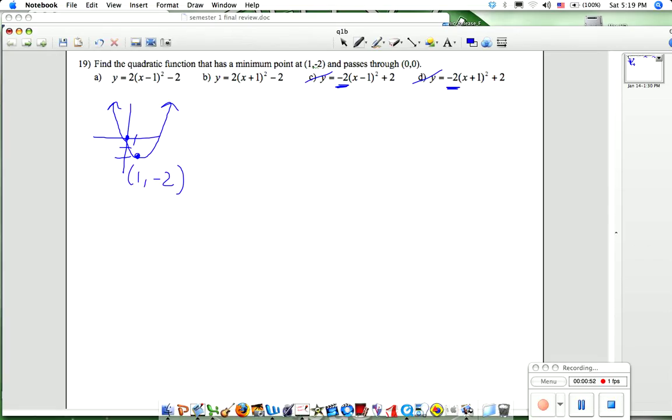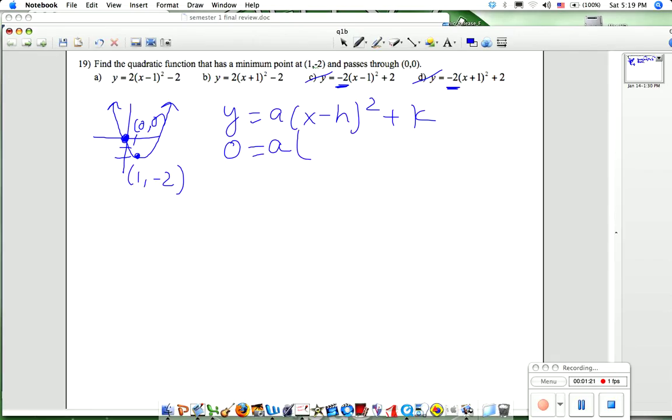We start off with a reminder of the equation: y equals a times (x minus h) squared plus k. This is the equation of the quadratic, based on what's given. We use this point to replace the x and y. That point has x equal to 0 and y equal to 0, so I'm going to replace y with 0. And we don't know what a is yet.